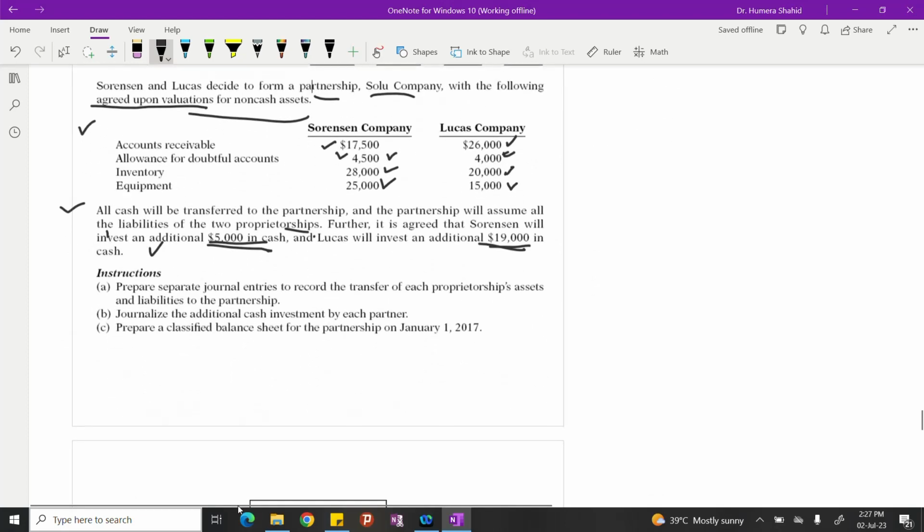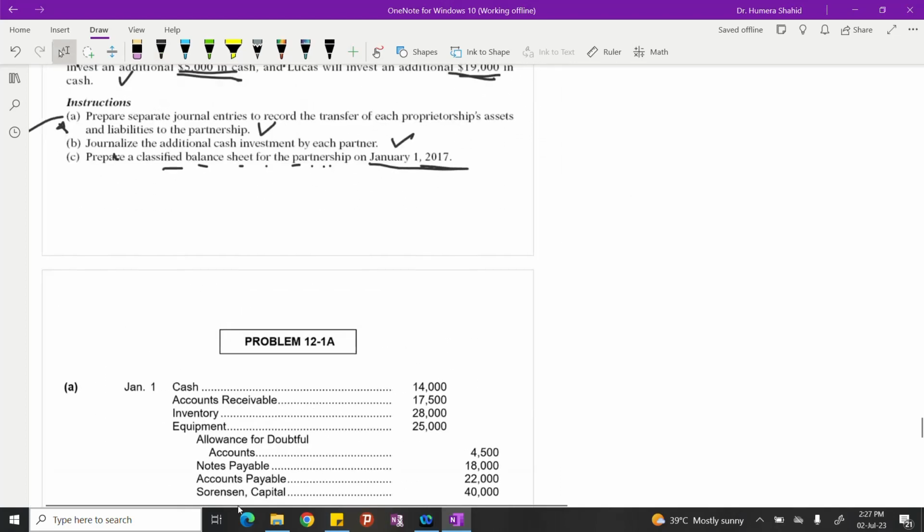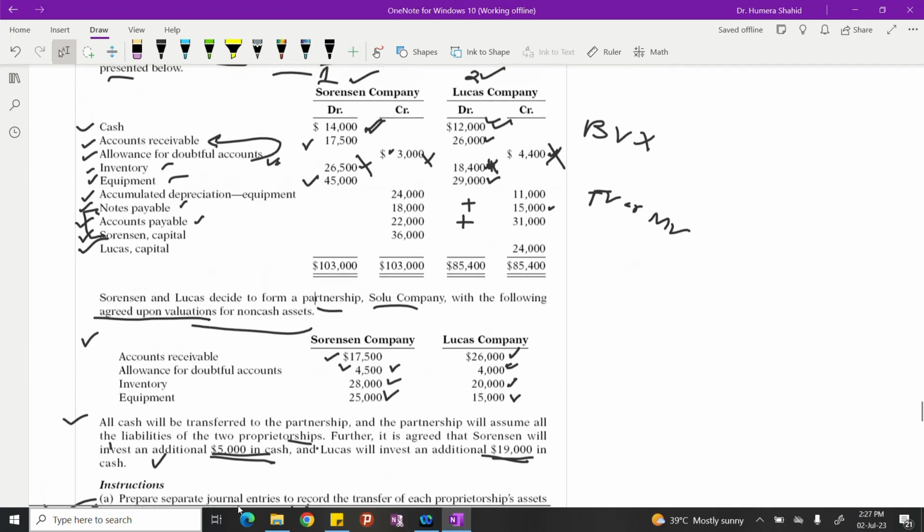We are supposed to prepare the separate journal entries to record the transfer of each proprietorship's assets and liabilities to the partnership, and then journalize the additional cash investment by each partner. And also they want us to prepare the classified balance sheet on the same date when the partnership started its business. Okay, so let's start from the first requirement, which says journalize the transactions. So I'll first be recording for the first partner, which is Sorensen, and then I'll be recording for Lucas. Let's check out what things we can record for Sorensen.